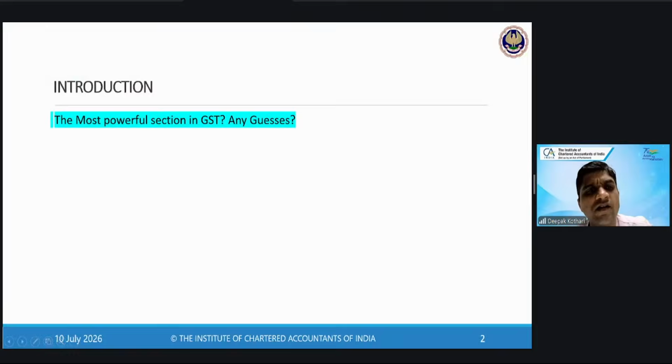Okay, accounts and records. Firstly, before getting into accounts and records, tell me which is the most powerful section under GST.